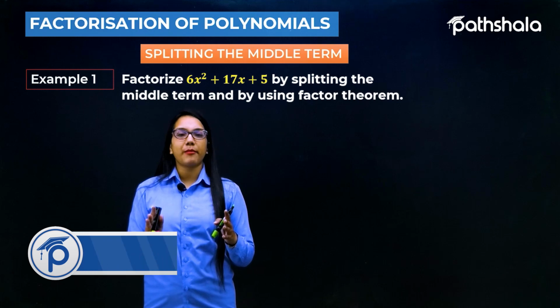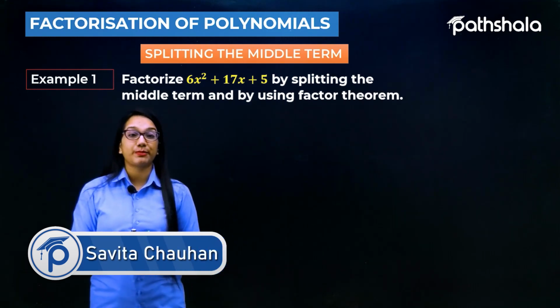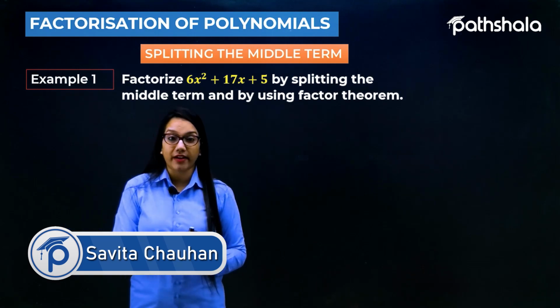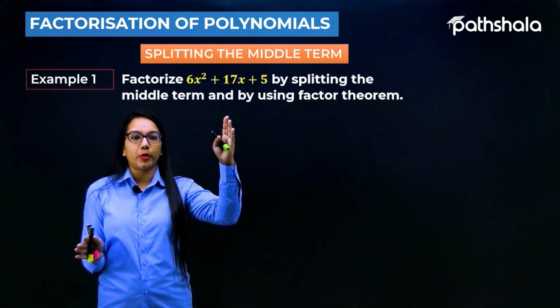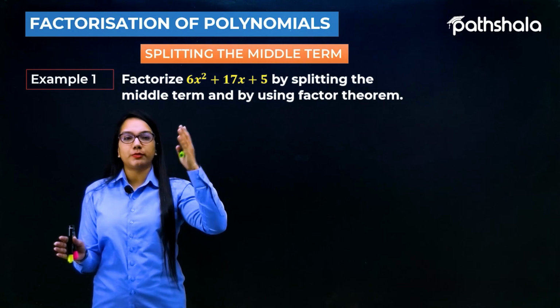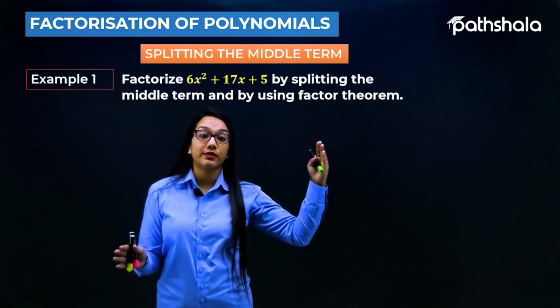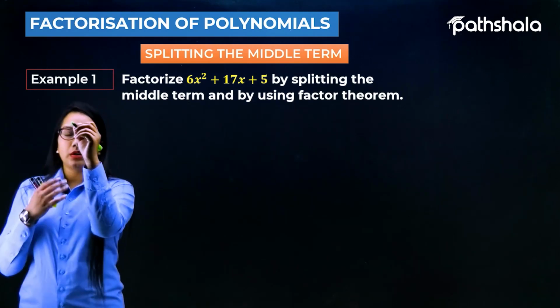So let's just see example number 1. Example number 1 says factorize the given quadratic polynomial by splitting the middle term and by using the factor theorem. So we are applying two methods over here on this particular polynomial, and we are factorizing this polynomial by using the splitting the middle term method as well as by using the factor theorem. So let us suppose we are starting with the splitting the middle term method first.